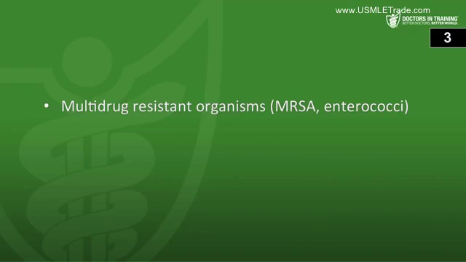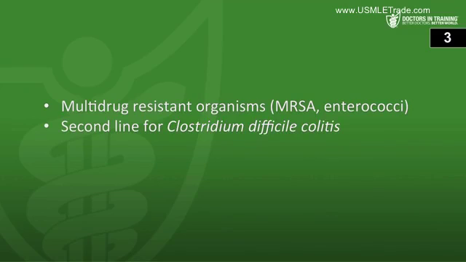Next question. For which infections is vancomycin a good choice? So the main use for vancomycin would be to treat multi-drug resistant organisms like MRSA or enterococci. Then you can also use oral vancomycin as a second-line treatment for C. diff colitis. Now usually vancomycin is given IV because it's not absorbed orally. But if you have a patient who's not responding to metronidazole, which is the first-line treatment for C. diff colitis, you can go to oral vancomycin because you don't want the vancomycin to be absorbed. You want it to kill the C. diff that's in the gut.